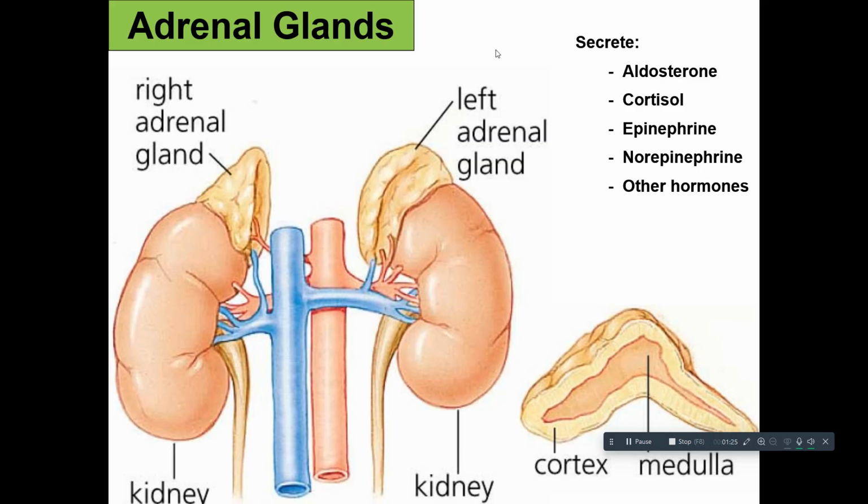Okay. Before we get into the kidneys, I want to briefly take a look at their neighbors. So sitting on top of each kidney is an adrenal gland, also known as a suprarenal gland, making a bunch of hormones in both the cortex and the medulla. So the cortex makes hormones like aldosterone and cortisol. The medulla makes hormones like epinephrine and norepinephrine, and there are other hormones from this gland as well.